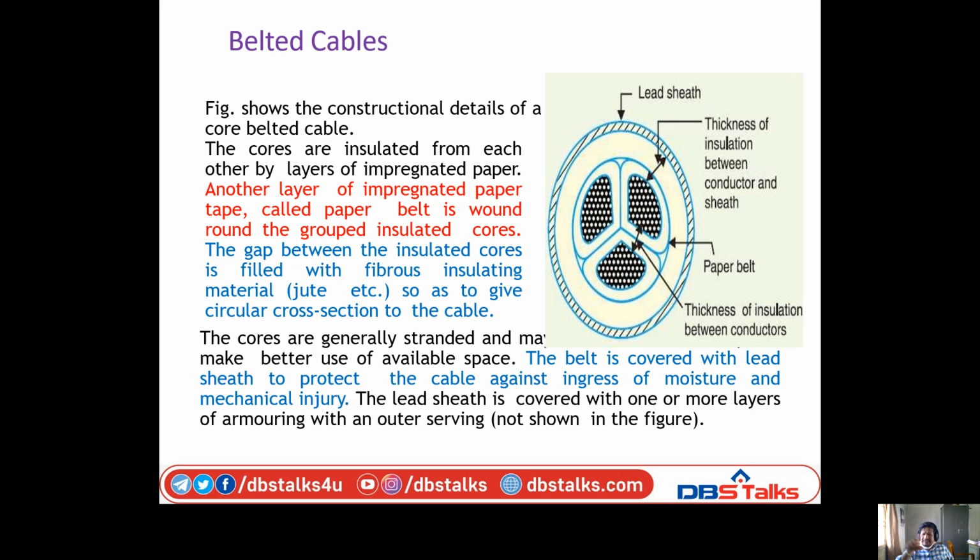Now the lead sheath is covered with one or more layers of armoring with an outer serving. Those two are not shown in the figure. Armoring and serving are not shown in the figure.